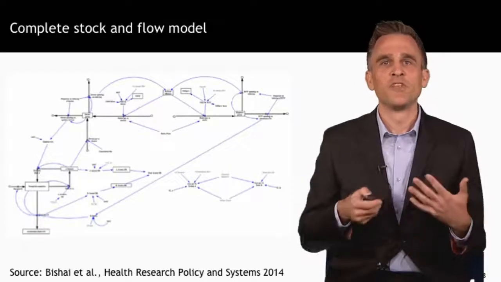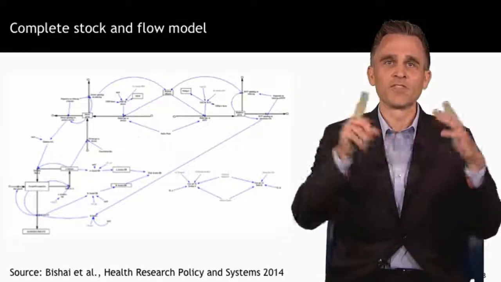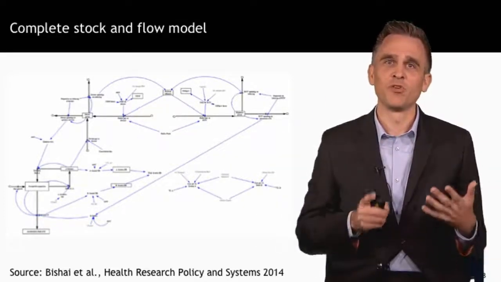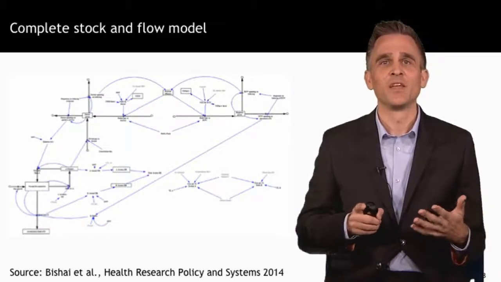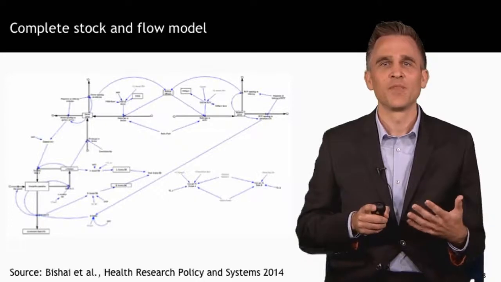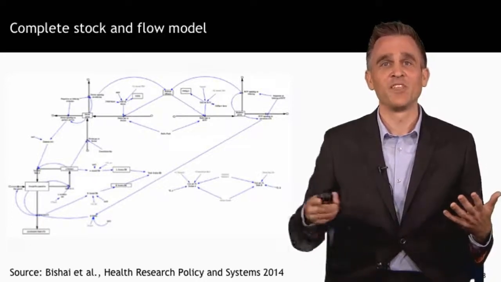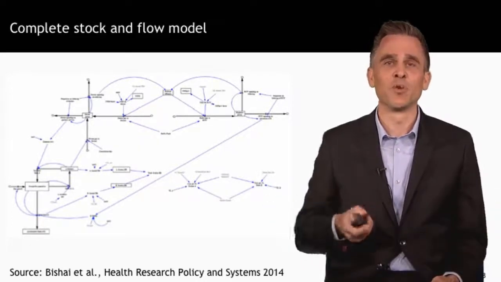So those are all individual stocks and flows. A full system dynamics model will typically include multiple stocks and flows that are connected to each other in some way, creating multiple feedback loops. And in the next section, we'll dive deeper into the process of building a more complex model.